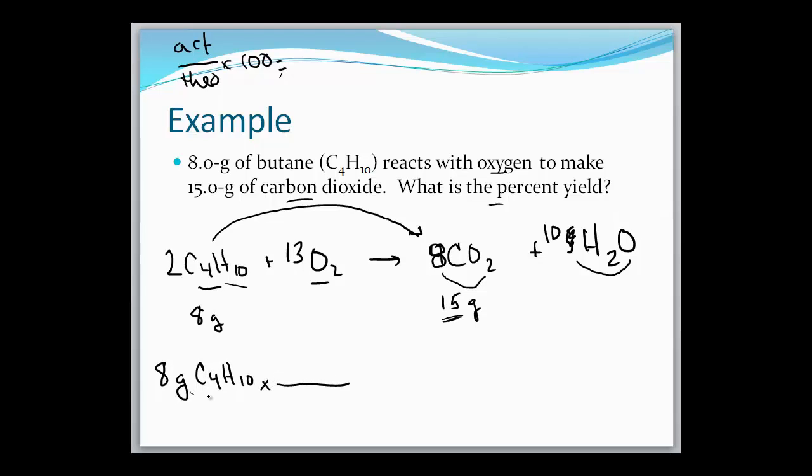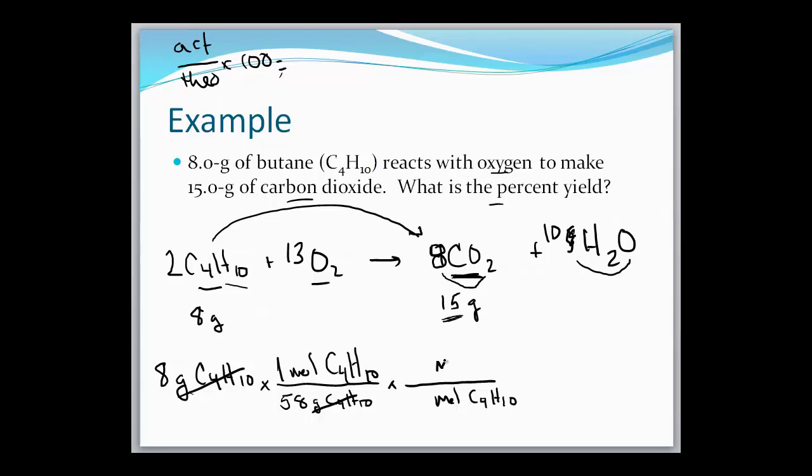We need to convert to moles. So 4 times 12 plus 10 times 1 is 58 grams C4H10 per mole C4H10. So our grams cancel. Now we've got moles of C4H10, so we want to get rid of that. So we're going to put moles C4H10 on the bottom. We're calculating our carbon dioxide, so we'll put that in the numerator.